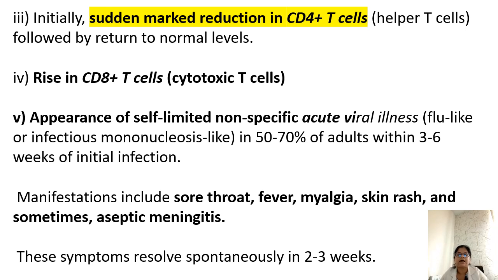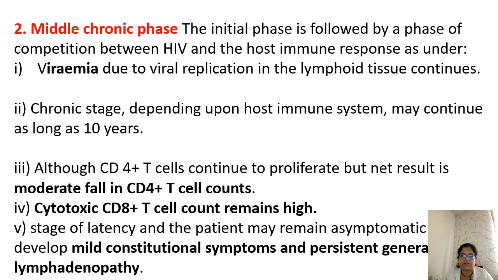and a rise in CD8 plus T cells, which are called cytotoxic T cells, and appearance of a self-limited non-specific acute viral illness, that is flu-like or infectious mononucleosis-like, in 50 to 70% of adults within 3 to 6 weeks after initial infection with HIV. Manifestations include sore throat, fever, myalgia, skin rash, and sometimes even aseptic meningitis. These symptoms resolve spontaneously in 2 to 3 weeks.